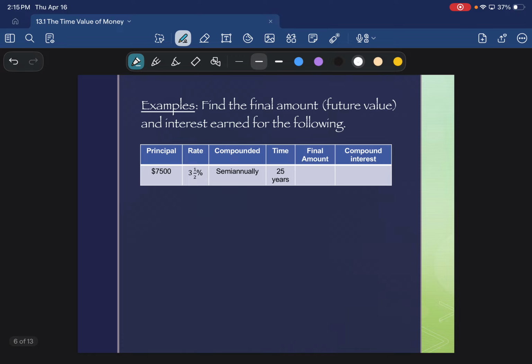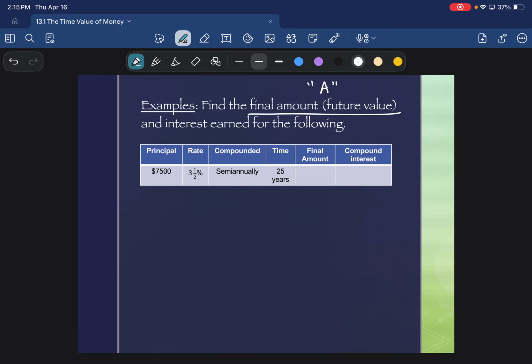Okay, so my math lab likes to put some of these in a chart like this, and they're filling in the chart. They give us some information. They ask us to find the final amount or future value, which is equivalent to them asking us to find A.